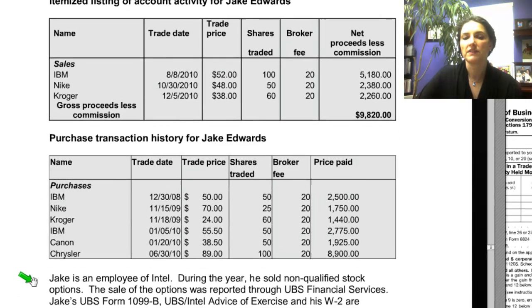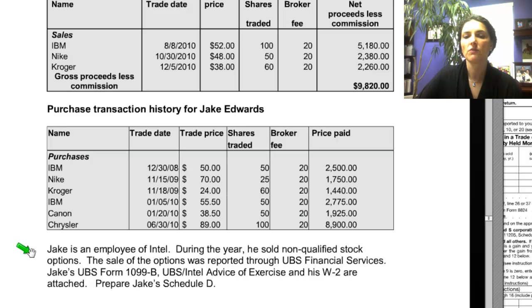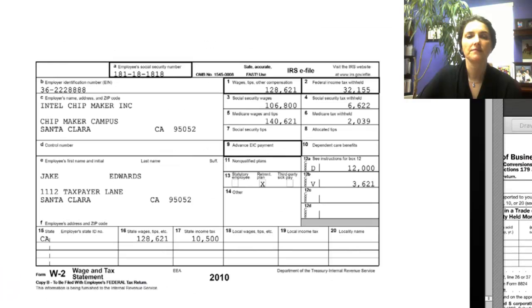Jake is an employee of Intel, and during the year he sold non-qualified stock options. The sale of the options was reported through UBS Financial Services. Jake's UBS Form 1099-B, his UBS Intel Advice of Exercise, and his W-2 are all attached. Please go ahead and prepare his Schedule D.